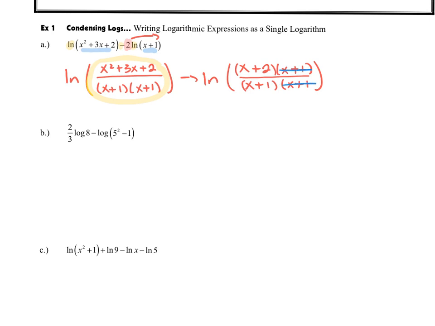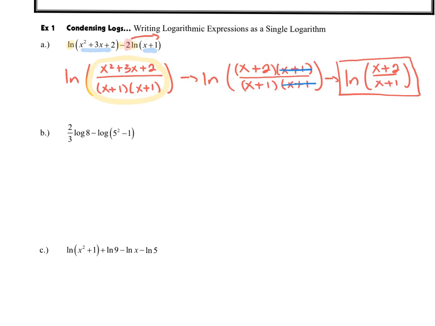I can cancel out some of these x plus 1s. So my final answer then is going to be the natural log of (x plus 2) over (x plus 1). And that's my final answer. It's very important to remember that you only write the log itself one time.